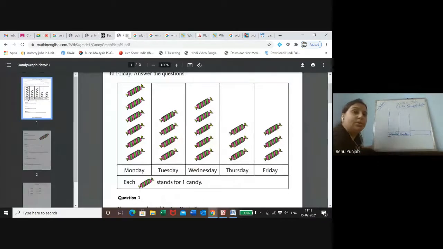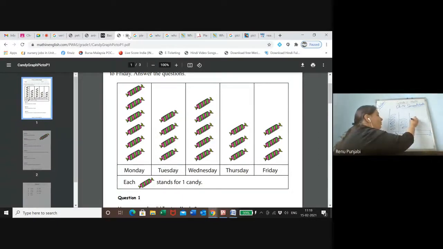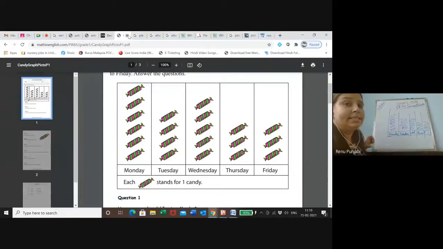So here they have drawn toffees, candies 1, 2, 3, 4, 5, 6. Next is on Tuesday 1, 2, 3, 4. And next on Wednesday 1, 2, 3, 4, 5. And then on Thursday 1, 2, 3, and then on Friday it is 3 again, 1, 2, and 3. And they say the key stands for 1 candy each.